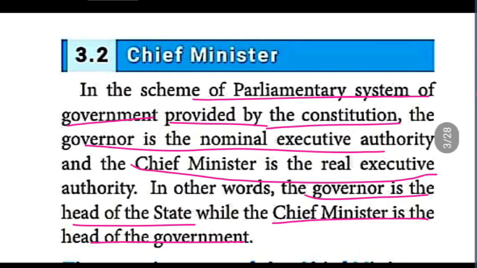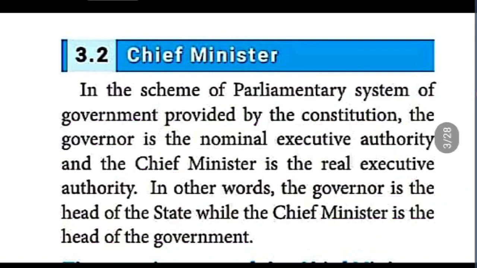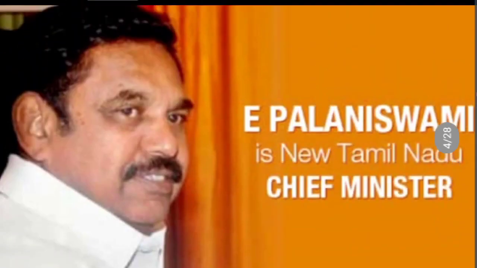Do you all know who our chief minister of Tamil Nadu is? You can check it. Edappadi K. Palaniswamy is the present chief minister of Tamil Nadu. Next, what is given is the appointment of the chief minister: how he is appointed. The governor appoints the chief minister. Already I told this in the last class itself.